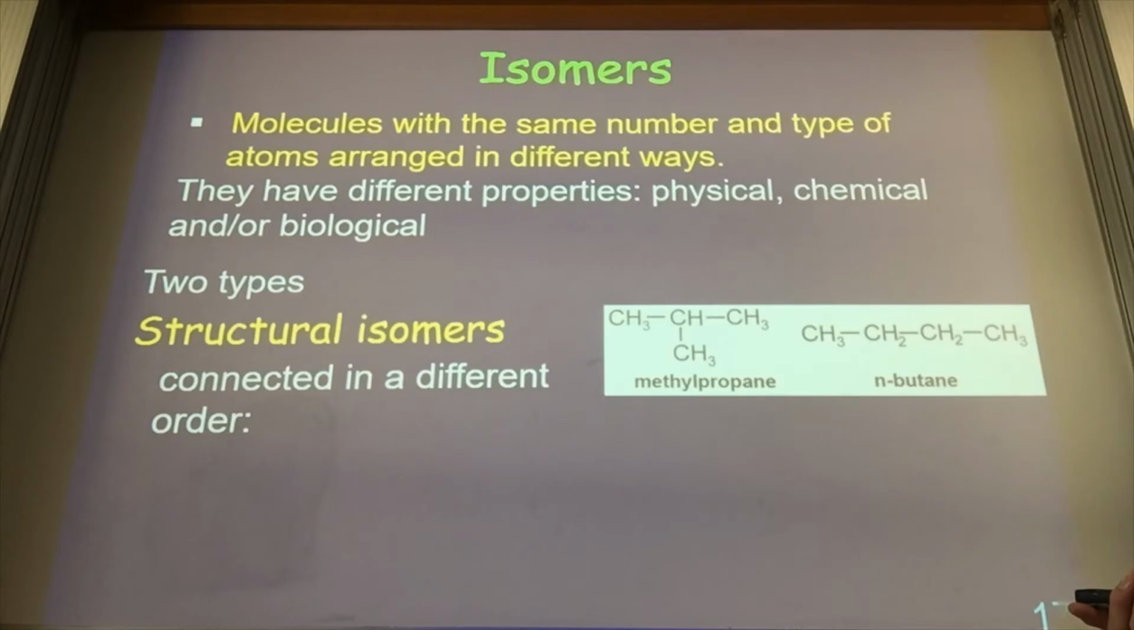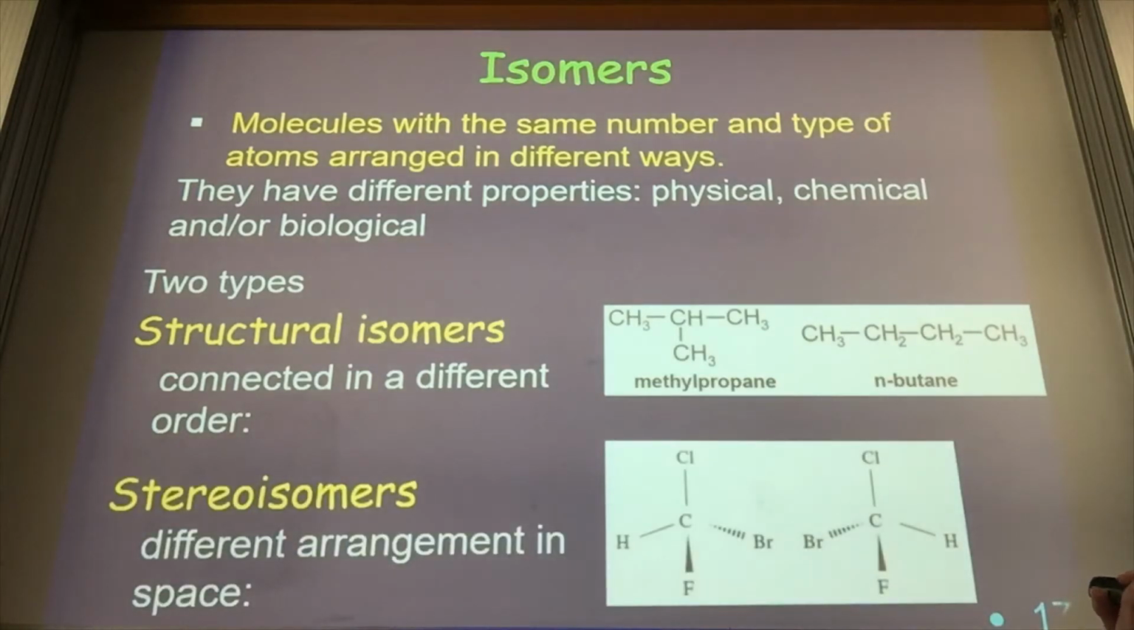So same molecular formula, different structural formula. Stereoisomers are where you get different arrangements in space. So, 3-dimensionally, on paper these look pretty similar, but 3-dimensionally they are unique, and different shapes makes different both physical and certainly biological properties.